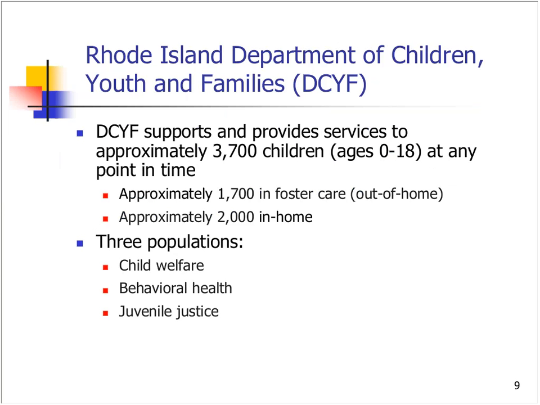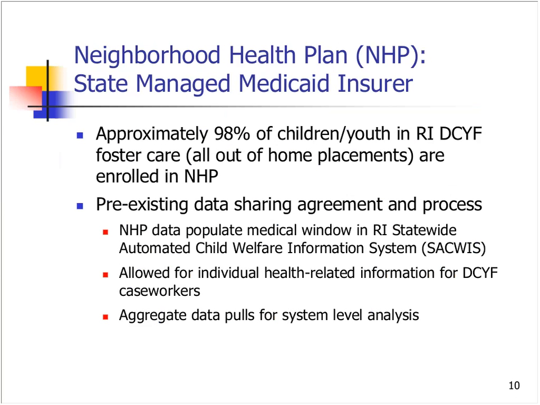DCYF supports and provides services to approximately 3,700 children ages 0 to 18 at any point in time. Approximately 1,700 are in foster care or in out-of-home placement, and approximately 2,000 are in-home. Our population includes child welfare, behavioral health, and juvenile justice. Approximately 98% of children and youth in DCYF foster care are enrolled in the Neighborhood Health Plan, which is our state-managed Medicaid insurer. And NHP collects and manages behavioral health and medical service data.